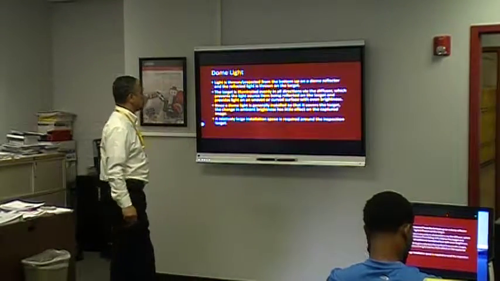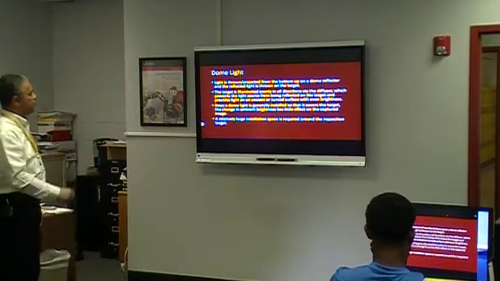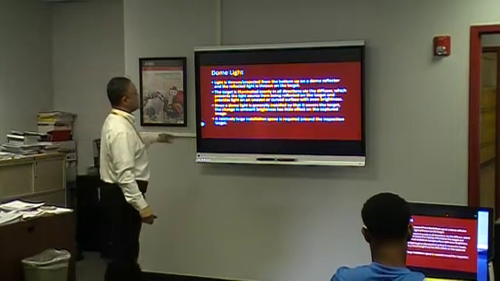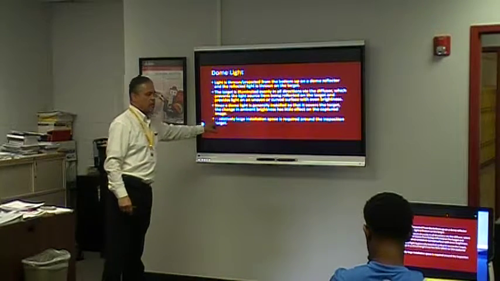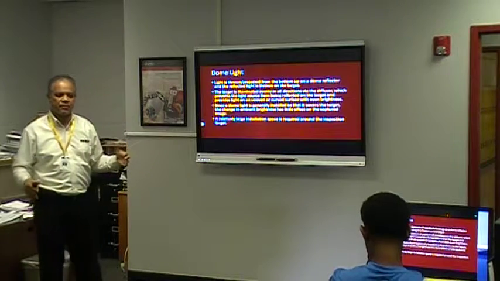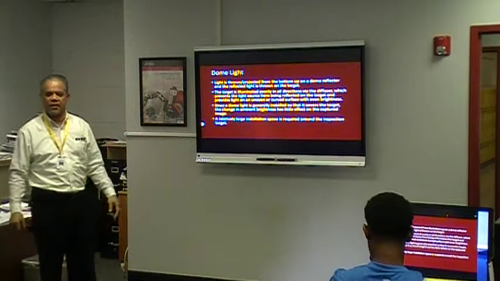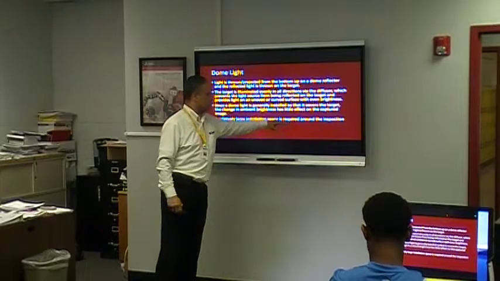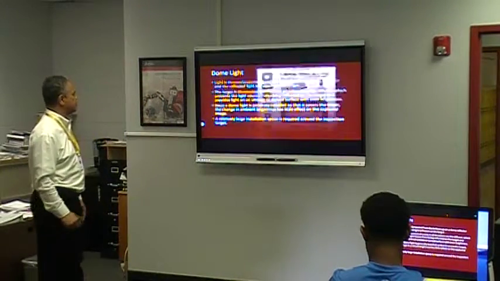Okay? Dome light. Light is projected from the bottom up onto a dome reflector, and the reflected light is then thrown onto the target. One of the drawbacks is that it's a pretty large installation, because you actually have to enclose it within a shroud or something to that effect, and that can become expensive. So installation space is required around the inspection area and the inspection target.